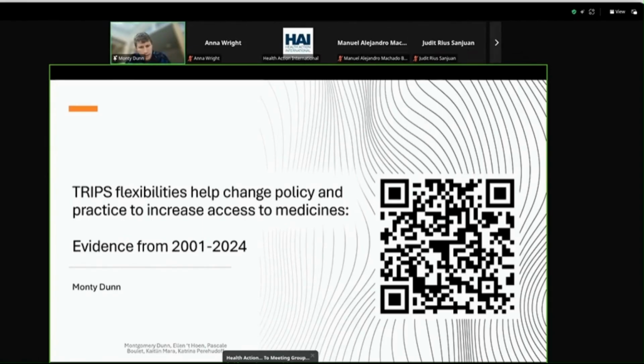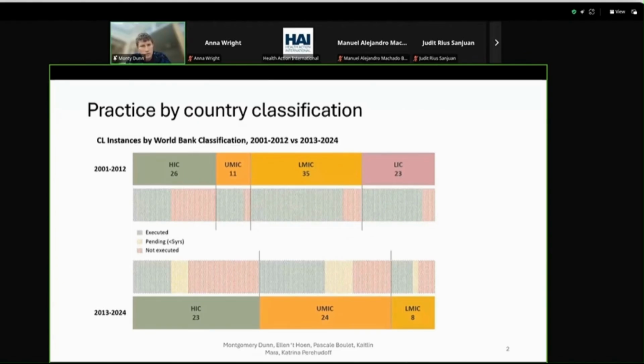So, the first part of the data that I want to present is the instances of compulsory licensing across the last 25 years. And I've chosen to split this up into two time ranges for comparison, and further split the data up by World Bank classification of the countries in which the instances occur. So, comparing these two data groups, there's two main parts that I want to highlight to you.